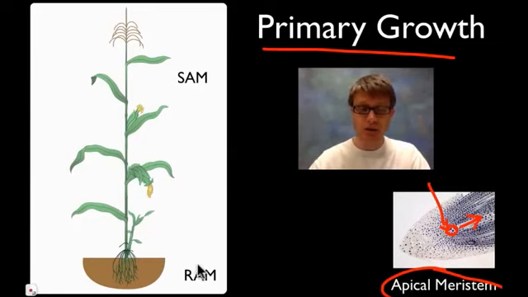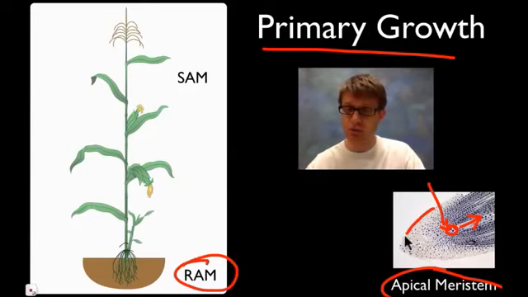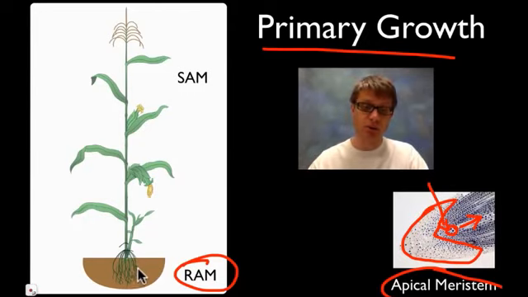Now I can tell this right here is going to be a RAM or a root apical meristem because it has this root cap on the top of it. And that root cap is going to allow it to push through the soil to find water. And so this meristem is actually going to produce new cells on this side, which will make the root cap, and then cells on this side that make this root itself.